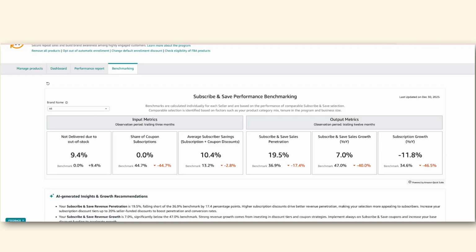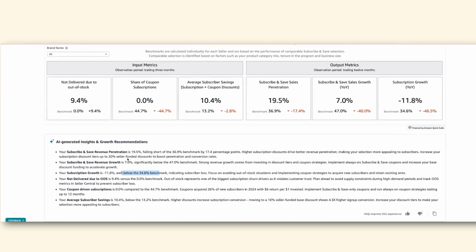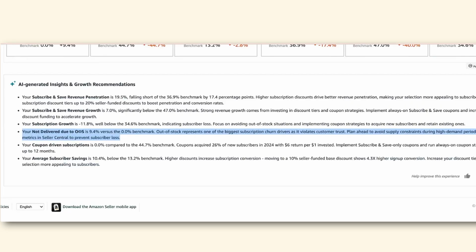They're basically comparing you to accounts that are constantly running high discounts and coupons. That doesn't mean that this account is broken. It means that we're being intentional about where we need to push and where we don't. The biggest thing over here you'll see, not delivered due to out of stock, is 9.4 versus the 0. Obviously everyone wants to be 0% not delivered because of out of stock.